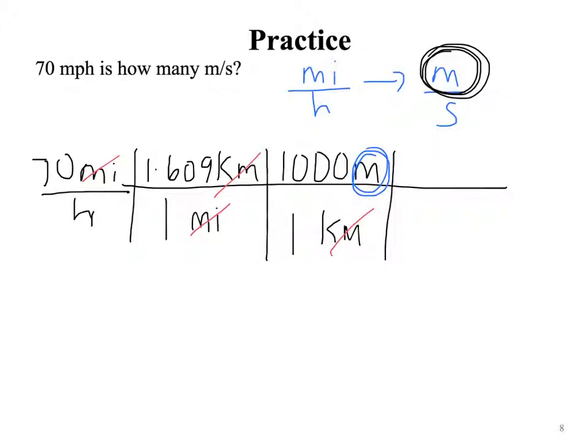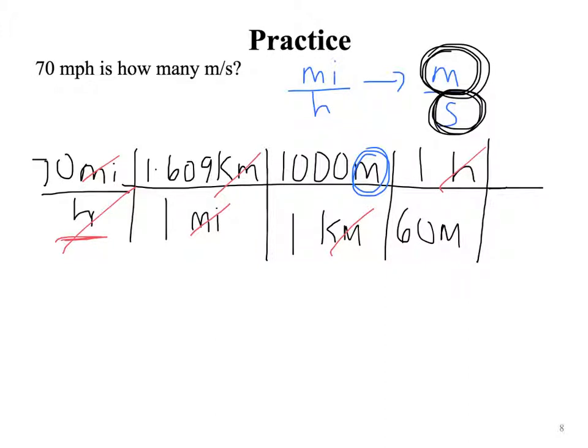Now I'm going to worry about canceling out the hours on the bottom. If I want to cancel out hours on the bottom, I need to put hours on top, and I know that in 1 hour, there are 60 minutes. So my hours cancel, and I'm left with minutes, but I need to get to seconds, so I need to keep going. I need to cancel out the minutes, so I'm going to put minutes on top, and I know that in 1 minute, there are 60 seconds. So I can cancel out the minutes here.